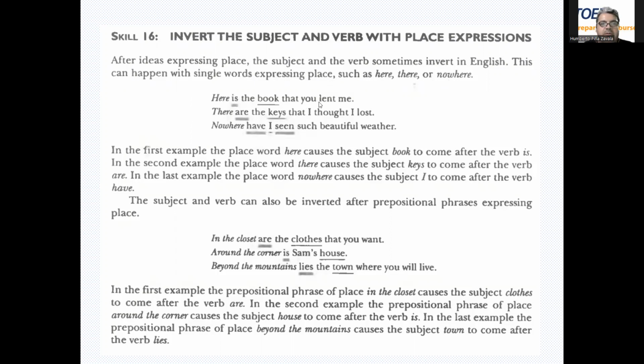Here is the book that you learn. In this example, the place word here causes the subject book to come after the verb is. Here is the book. There are the keys that I thought I lost. In the second example, the place word there causes the subject keys to come after the verb are. There are the keys. Nowhere have I seen. In the last example, the place word nowhere causes the subject I to come after the verb have.